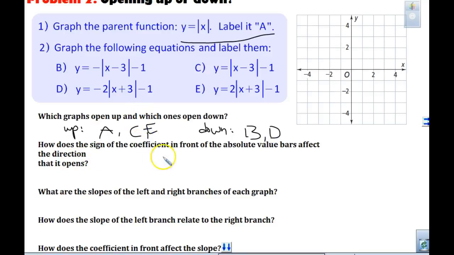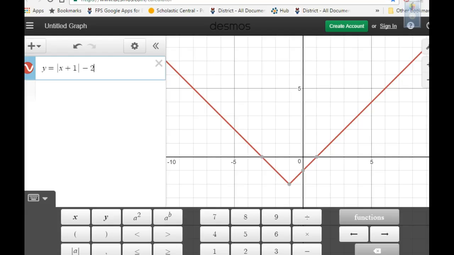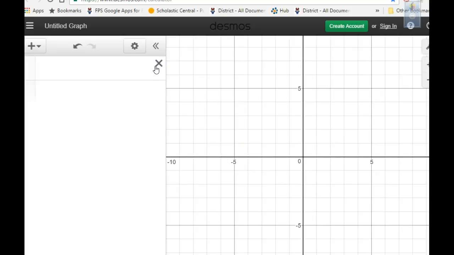It then asks you, how does the coefficient in front affect it? What I want you to do is put these 5 in your calculator. To clear out an equation, you just click on that little X behind it. So click on today's daily planner on Desmos. Go to Thursday under math or algebra. Did you go?